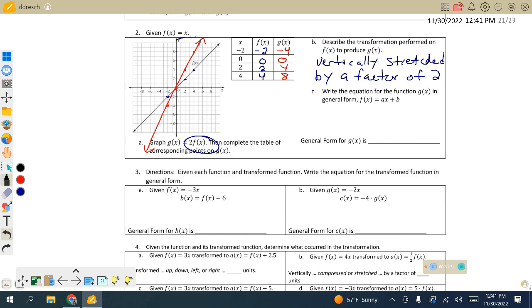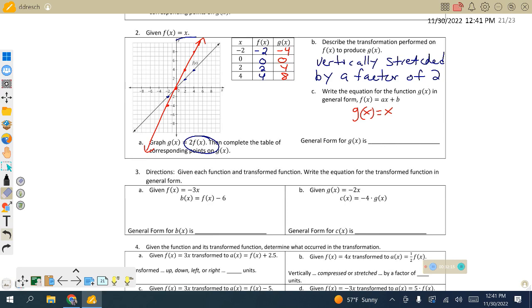Write it in general form, ax plus b. So as we've been doing the last couple days, we take what f of x was. This one's pretty basic. It's just x. And we replace that. Whoops, don't want to do that. We're doing g of x. All right. We replace that as what?